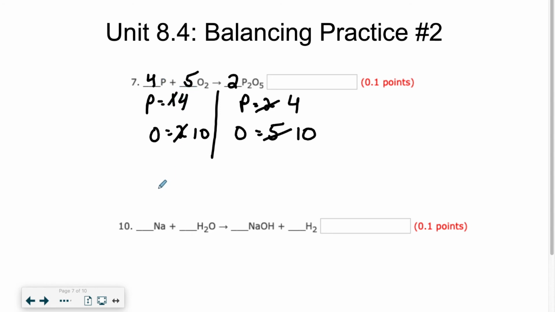Now, if you had started by trying to balance the phosphorus first, you would have ended up with a 2 out in front of this. You would have had a little more back and forth before you eventually got to the right answer. So sometimes you just kind of luck out by picking the right element to start balancing with.